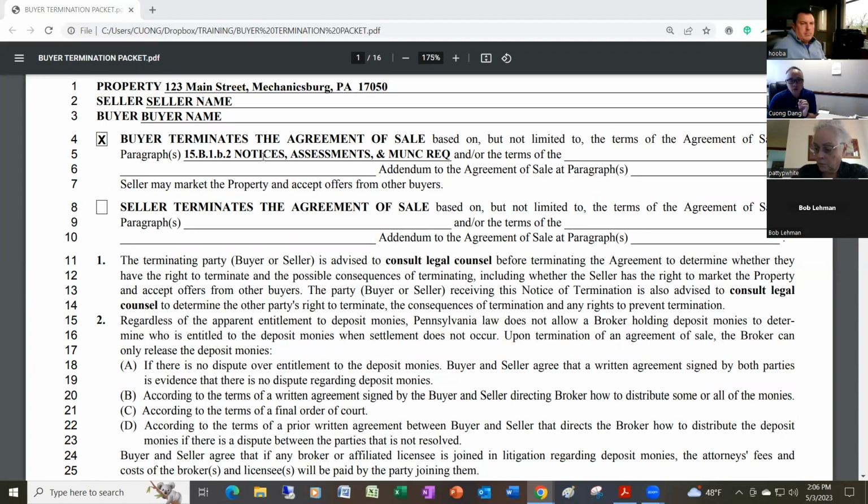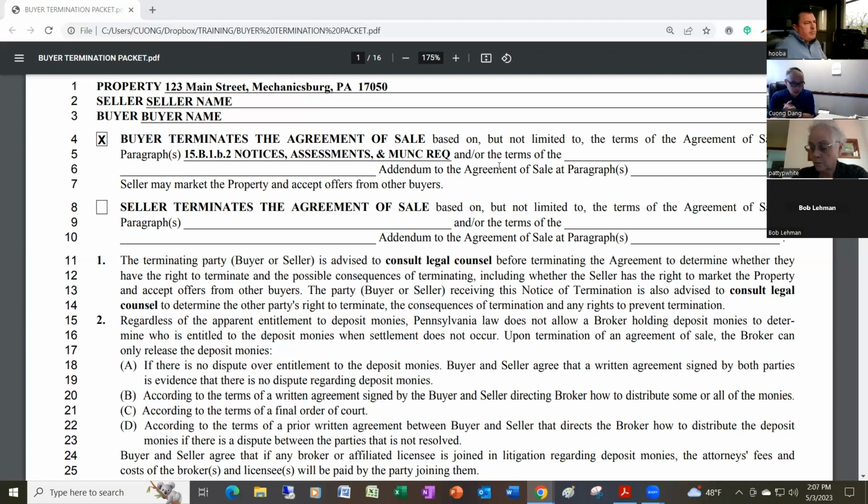The buyer terminates because of paragraph 15.B.1.b.2 under notices, assessments, and municipal requirement. That is an actual paragraph within the agreement of sale that allows the buyer to terminate. We'll review what that is later. But notice how I have cited the paragraph there, because that's what it asks for: agreement of sale at paragraph blank. It doesn't say write out a complete sentence. It just says what paragraph you are doing this under.